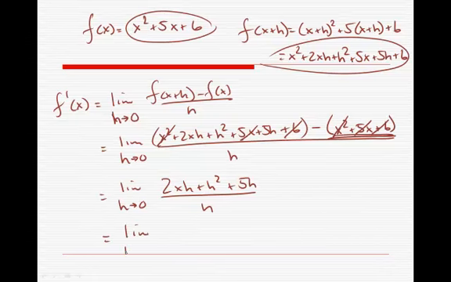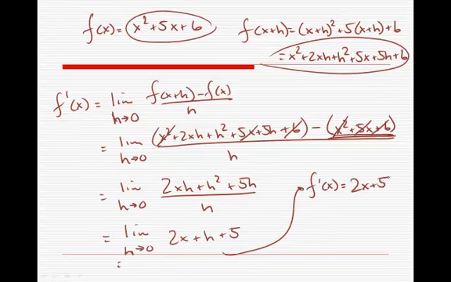So now when I divide by h, I get 2x plus h plus 5. The limit of this expression as h approaches 0, I can now plug in 0 for h, and I get that f prime of x equals 2x plus 5.